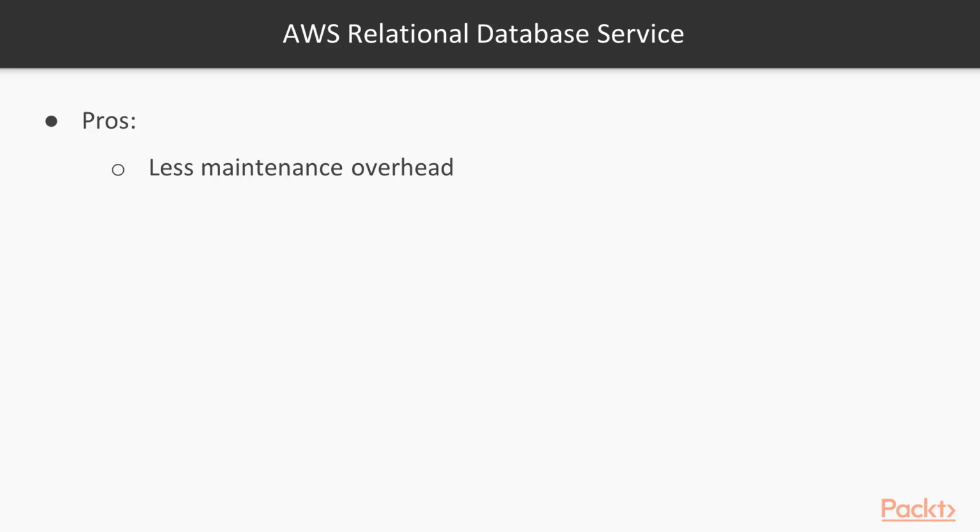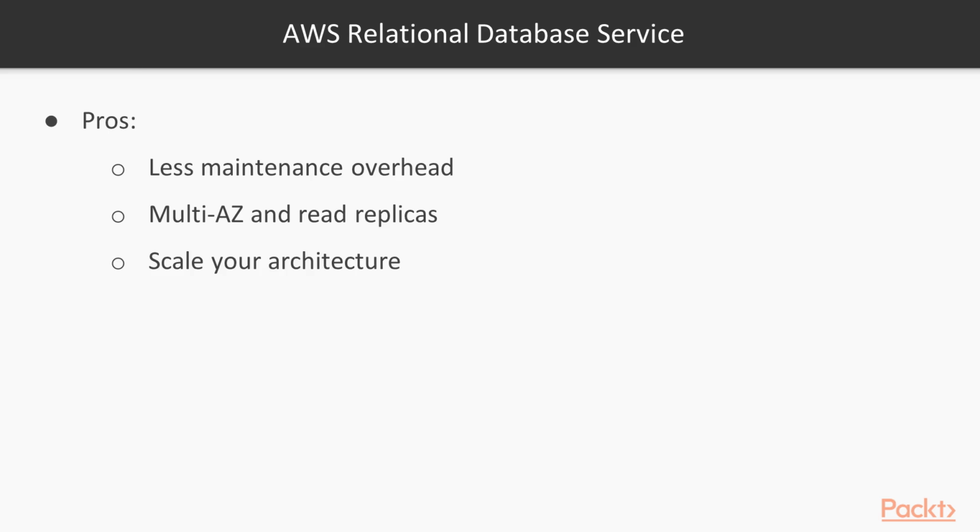A big pro, less maintenance overhead. You don't need to think about provisioning or maintaining the underlying servers which host your database service. You also have features such as multi-AZ, which allows the database to be more fault tolerant across multiple availability zones. And you can also have read replicas, which can allow you to distribute your read traffic onto other instances for the database itself. You can also scale your architecture whenever required.